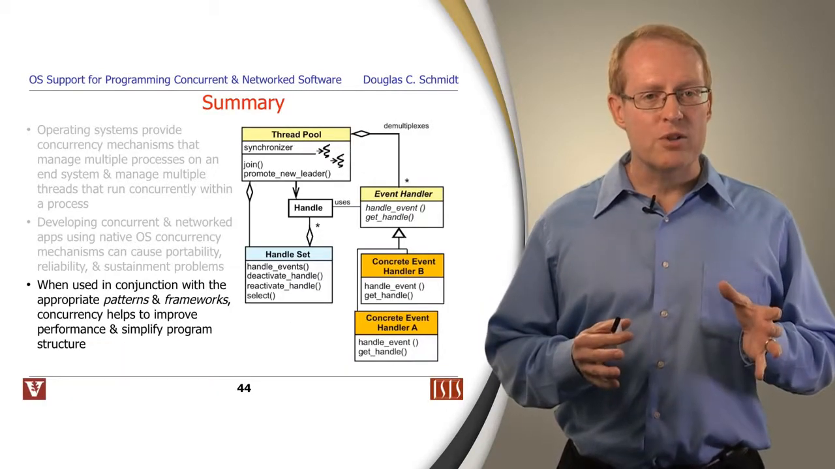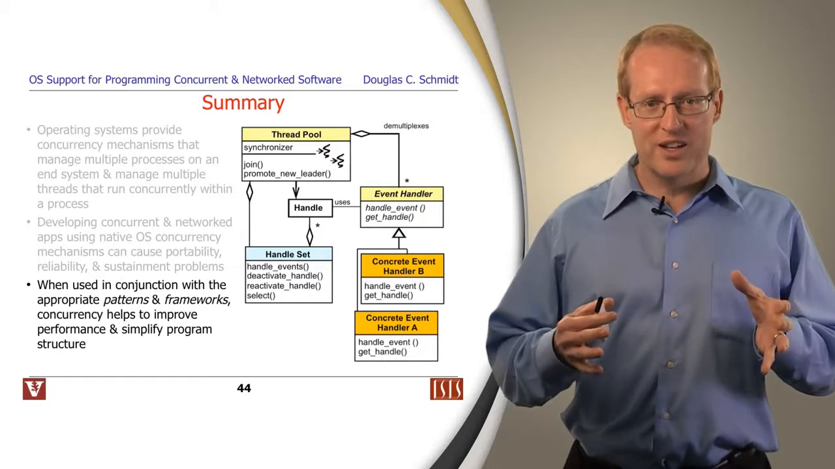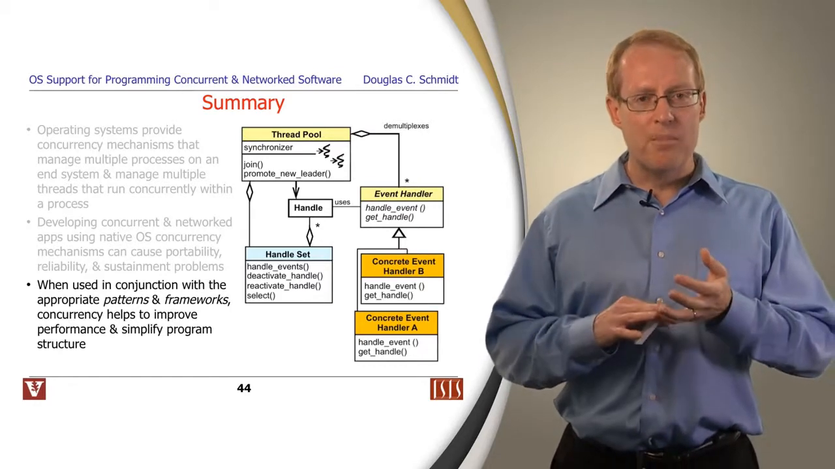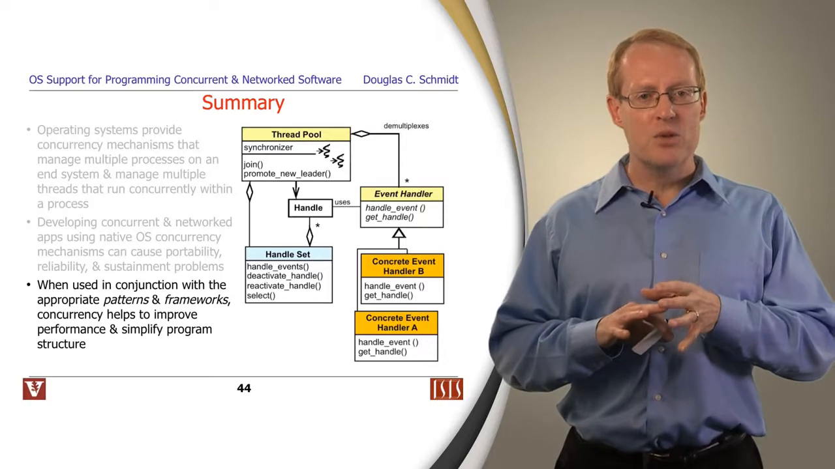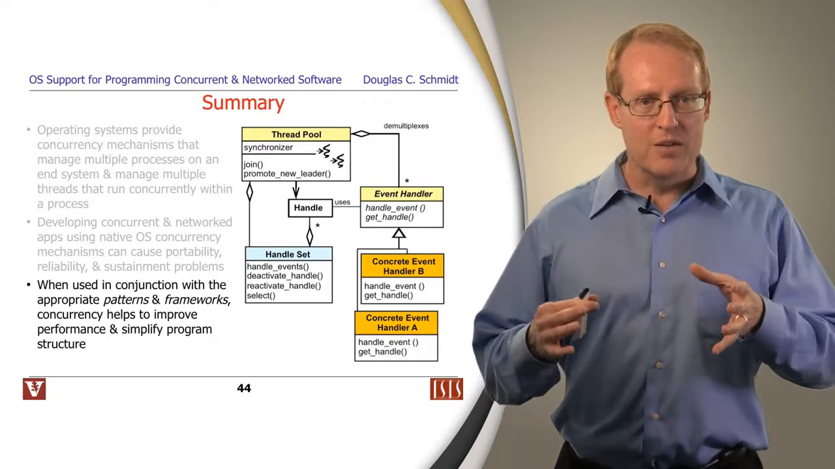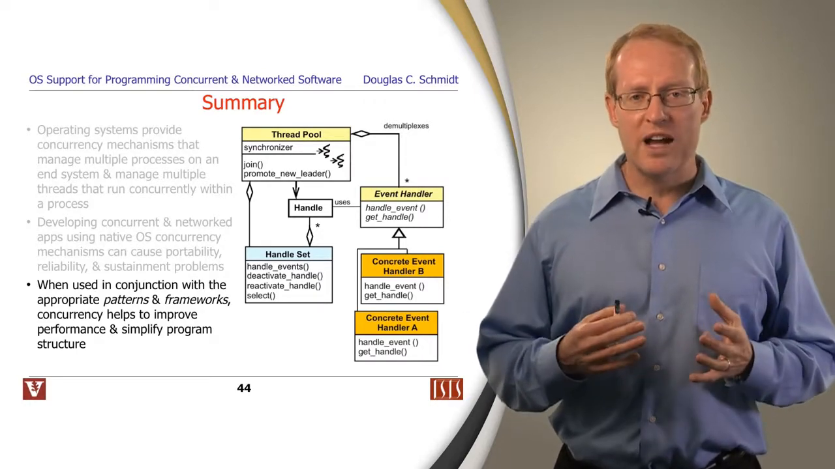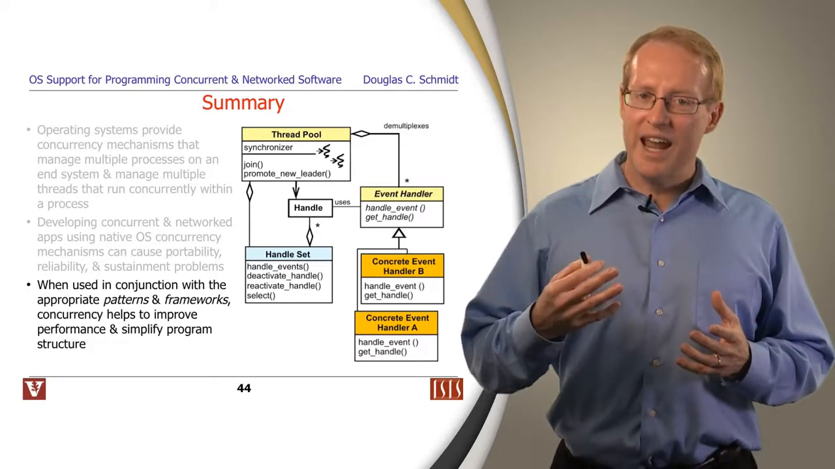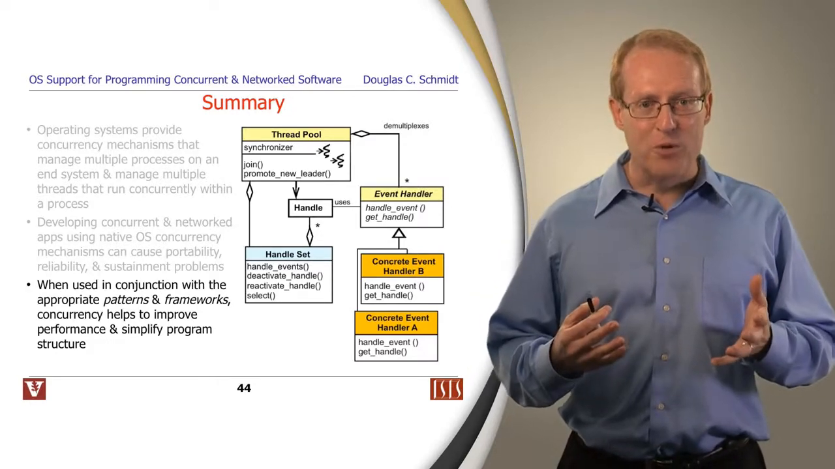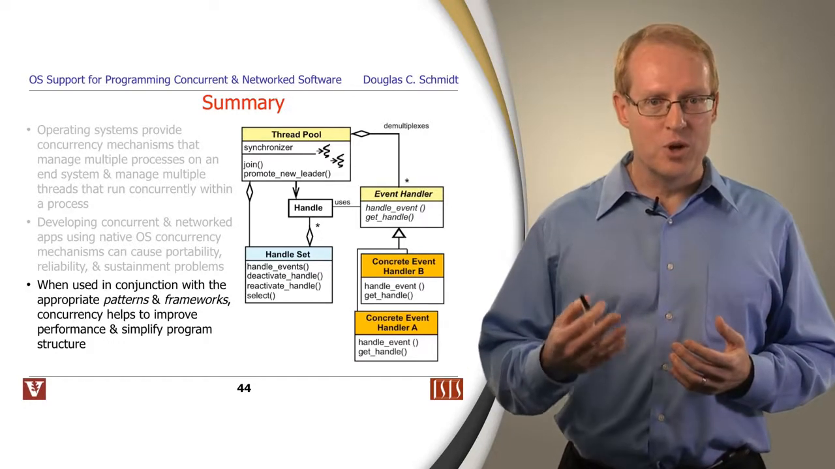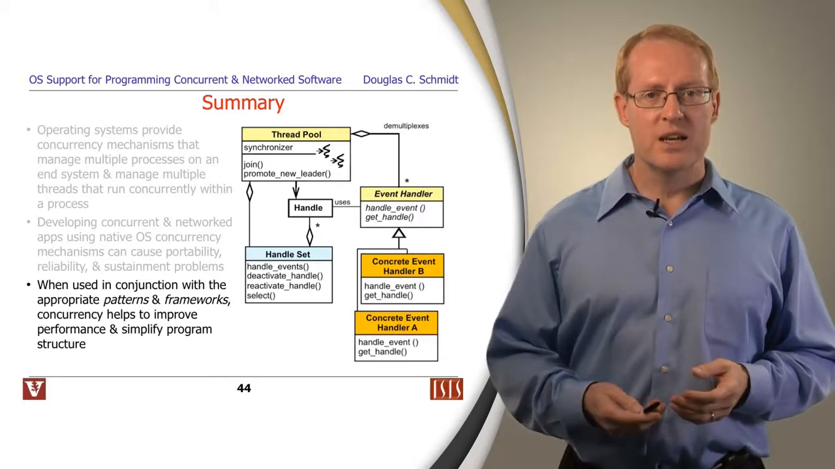So as we'll see later in the course, especially in section 3, we'll talk about patterns and frameworks and how they can be used to encapsulate these low-level operating system mechanisms to provide you with much easier to use, and in some cases actually higher performing ways of being able to do concurrency with multiple processes and multiple threads.